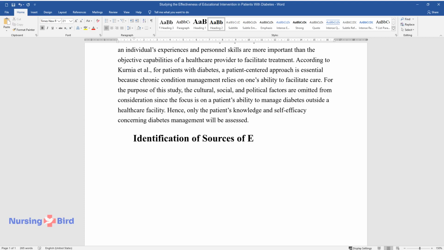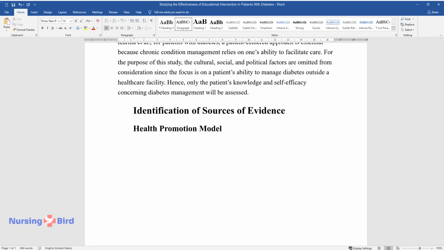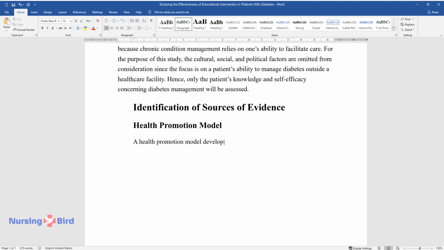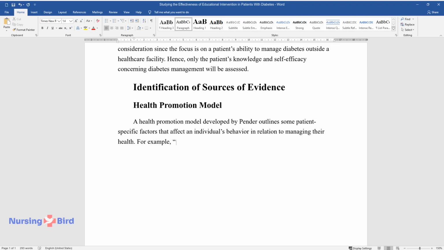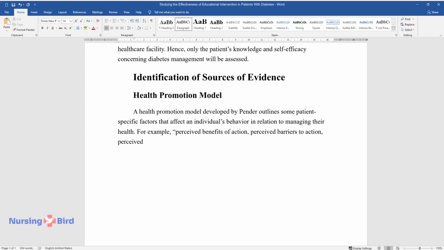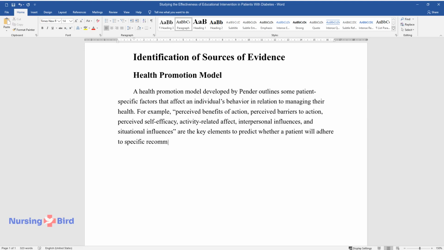Identification of sources of evidence. Health promotion model. A health promotion model developed by Pender outlines some patient-specific factors that affect an individual's behavior in relation to managing their health. For example, perceived benefits of action, perceived barriers to action, perceived self-efficacy, activity-related effect, interpersonal influences, and situational influences are the key elements to predict whether a patient will adhere to specific recommendations or not.